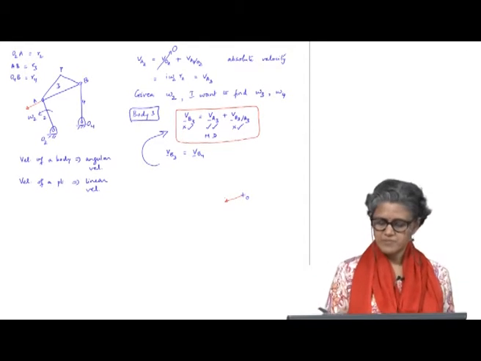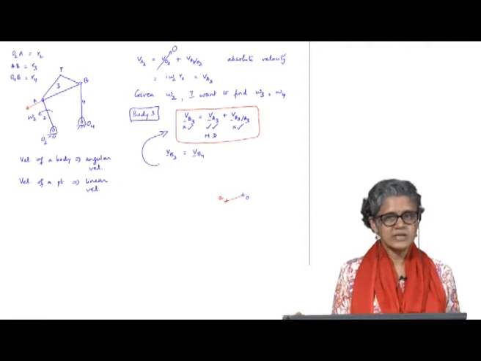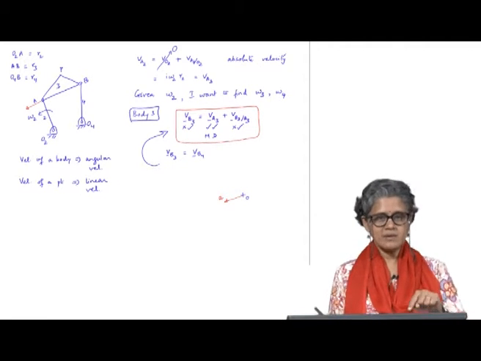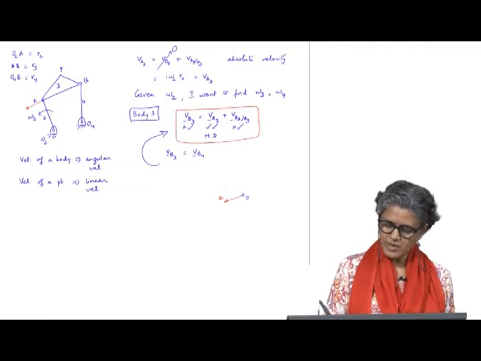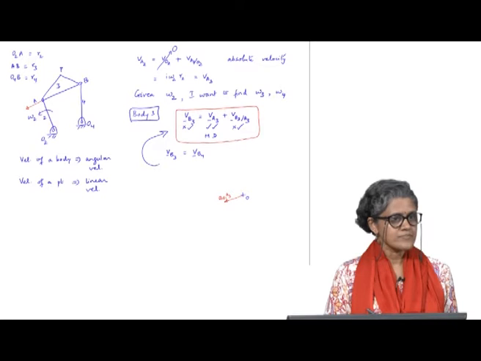So, in the velocity diagram, the points are indicated by lowercase. So, A will be, and you can put A on body 2, A on body 3. Okay.